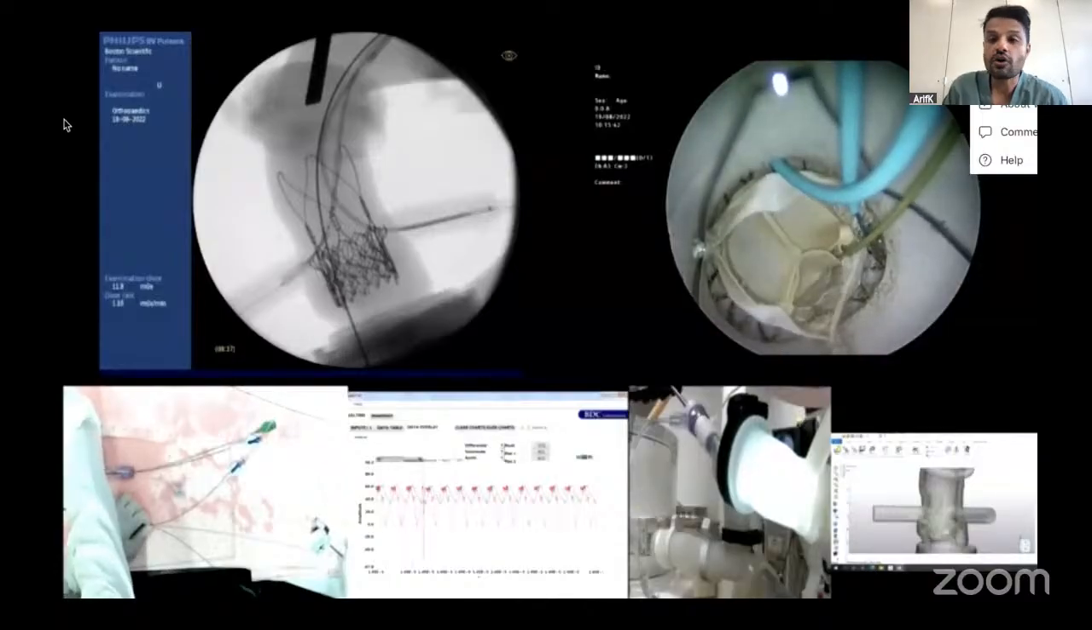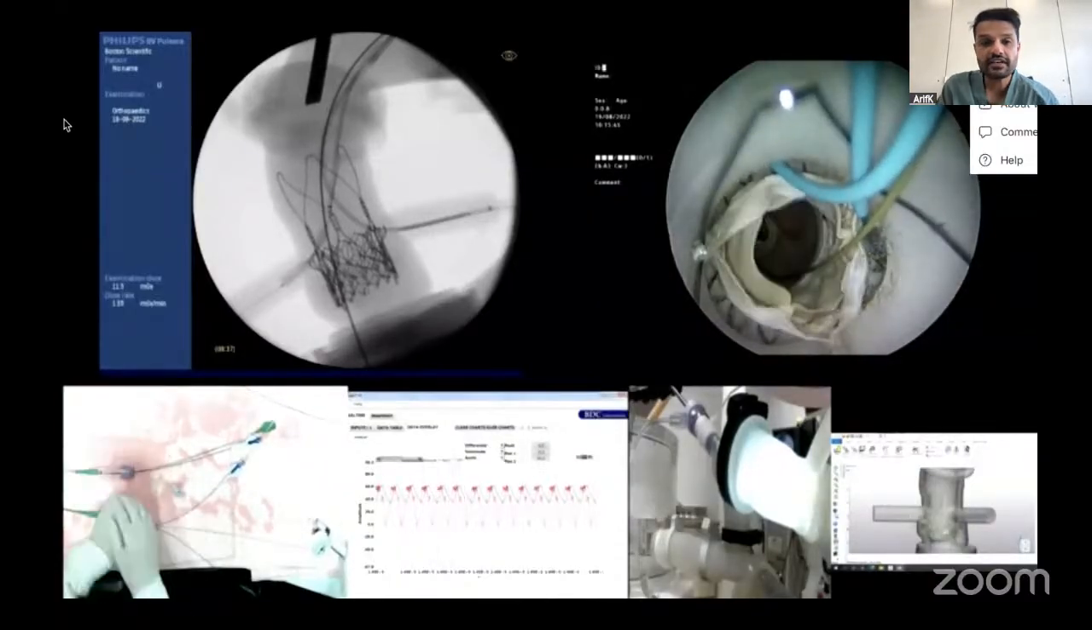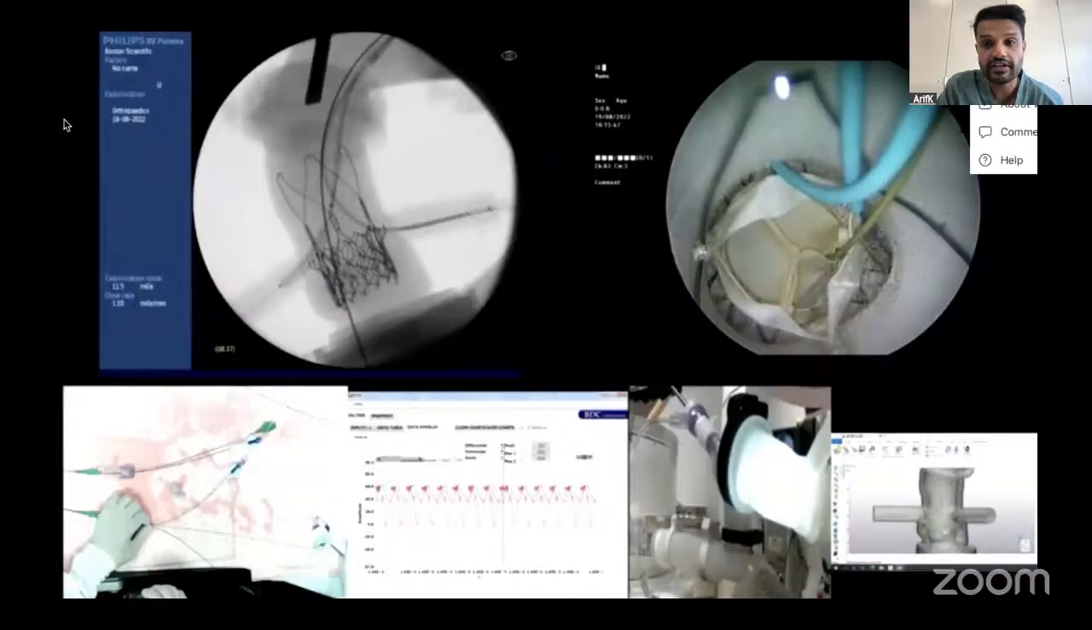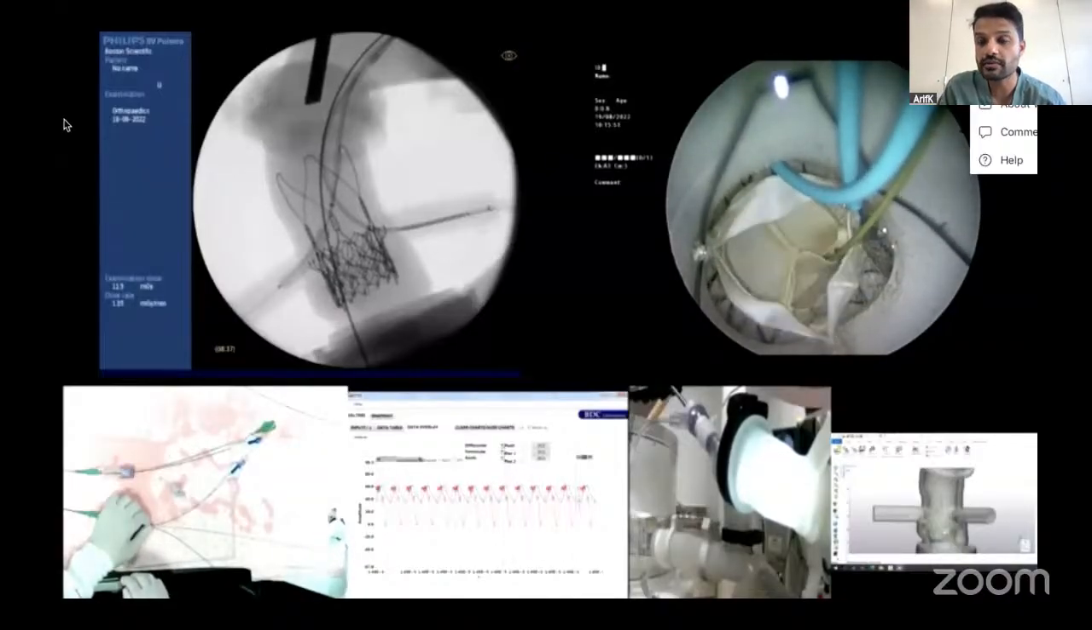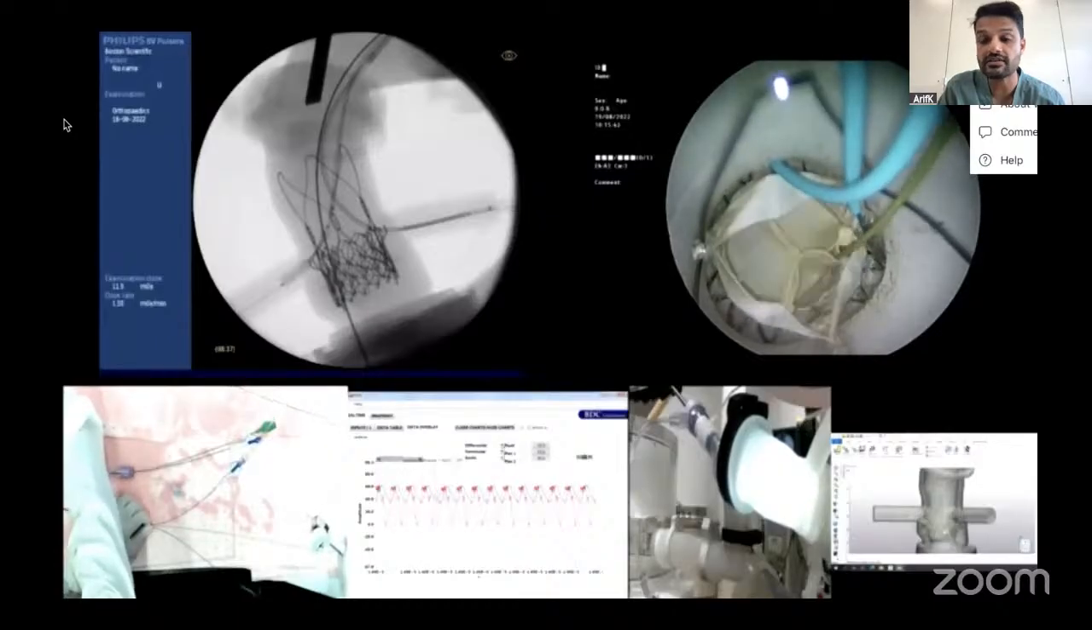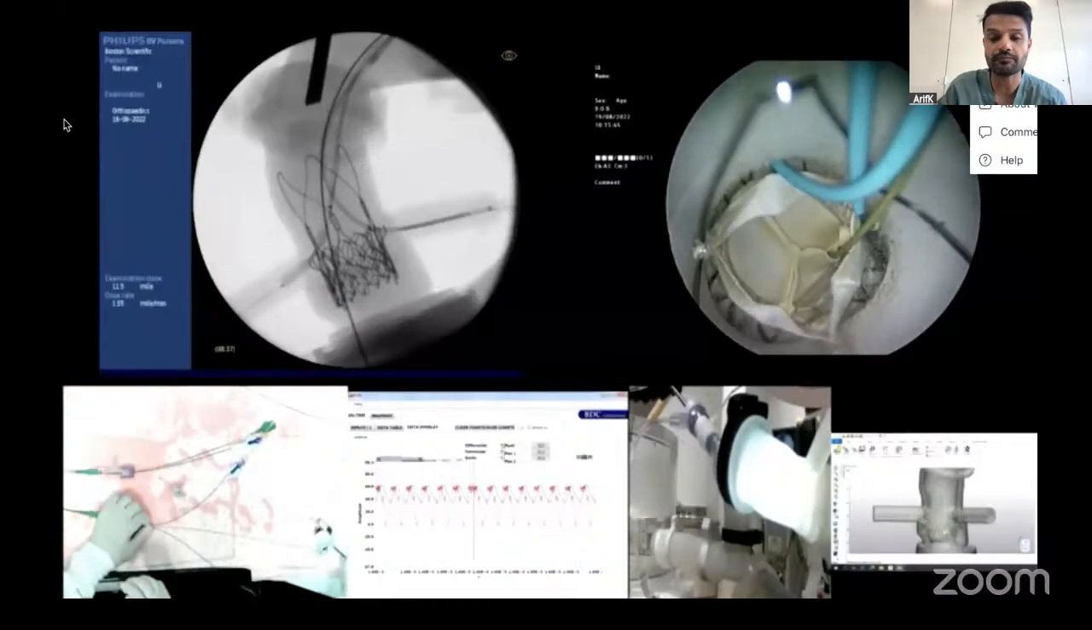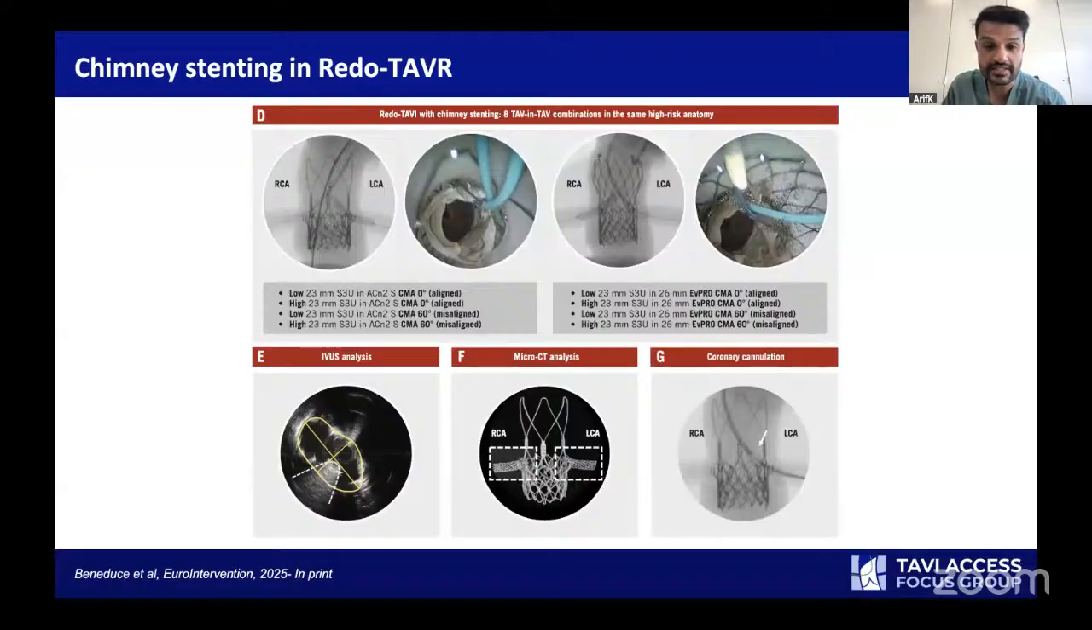Next, I want to move on to coronary protection and how bench testing has helped us here. This is exactly a setup of a redo-TAVR setting with bilateral coronary protection. And this is kind of what we do, where we can create these scenarios and then see what works well and what doesn't work well. I'm pleased to share with you, this has just been accepted this week, actually. So this is hot off the press.